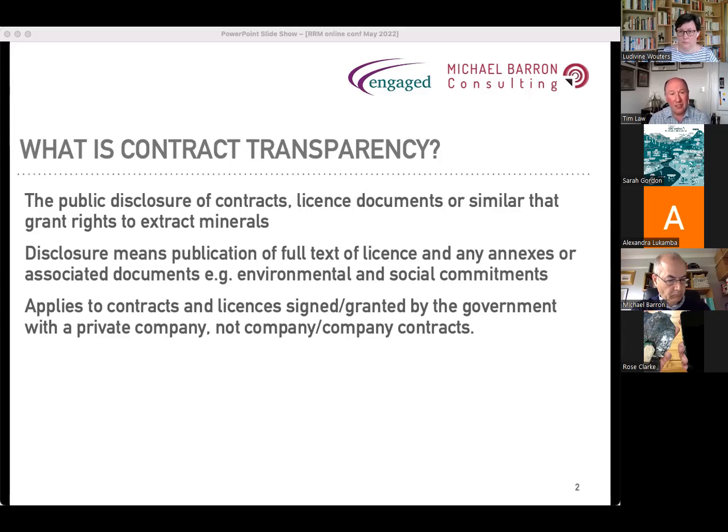It applies to contracts and licenses between governments and private companies. So what this doesn't extend to, in the application that we're going to talk about, is contracts or agreements between private sector companies. This is about the agreement between the host government and the company which is in a position then to exploit those minerals or explore for those minerals. So that's what we mean by contract transparency. And in general, what we're talking about here is governments or government agencies having a source online where anybody can access all of the contracts that are in place in that jurisdiction. So that's the concept.